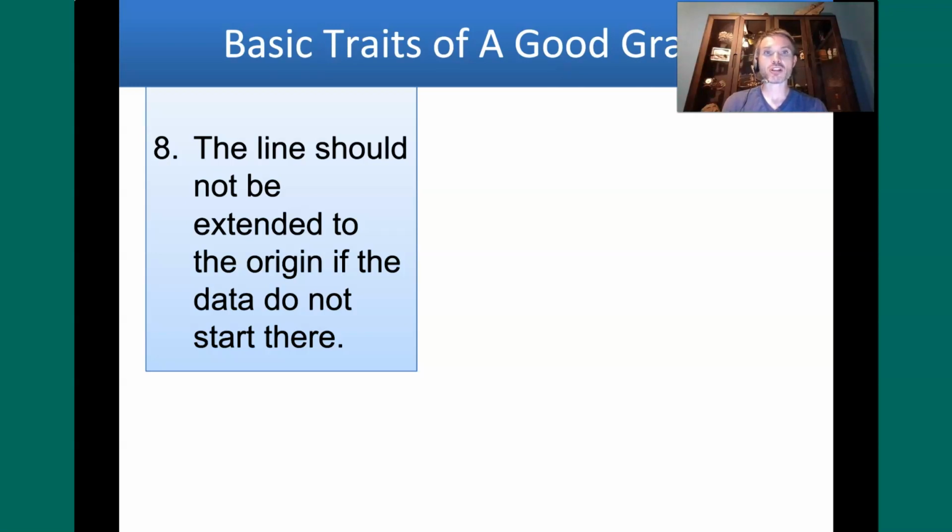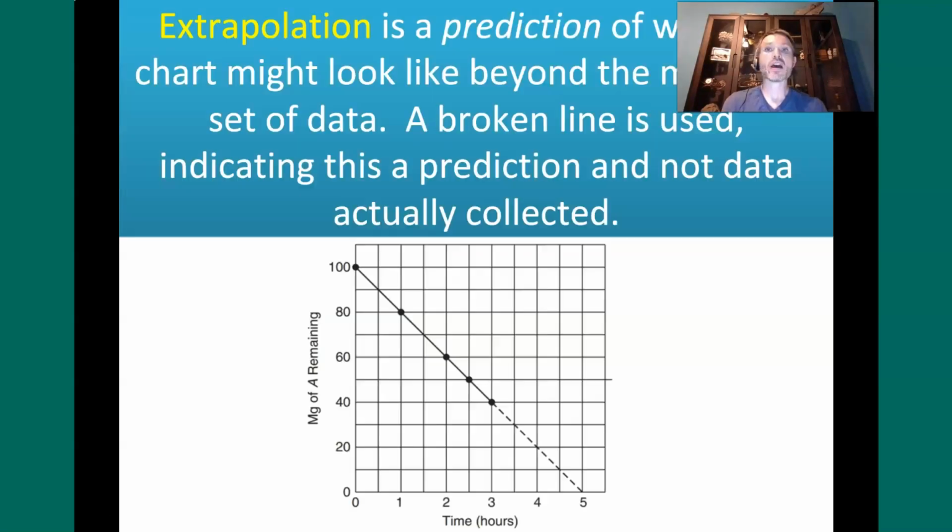So a lot of the times in your graph, the XY origin is usually the 0 point. You don't necessarily have to put your data starting there if 0 is not the starting point. So just be aware of that as well.